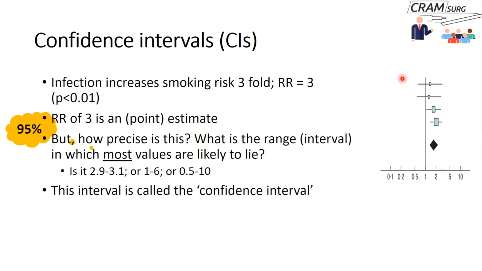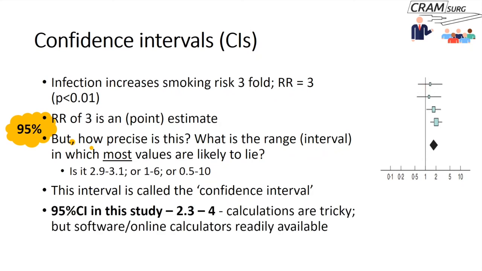And you would have come across plots like these, where the squares in blue refer to point estimates from individual studies, and the lines around these point estimates are the 95% confidence intervals of that effect size in that particular study. So in this particular forest plot, you've got 4 different studies with point estimates and confidence intervals. I've done some calculations for this particular example, and I found that the 95% confidence interval for this relative risk of 3 in this study was between 2.3 and 4. Now, the precise calculations are tricky, they're beyond the scope of this lecture, but we're fortunate that there are lots of software and online calculators that you can use to get confidence intervals for a variety of point estimates.